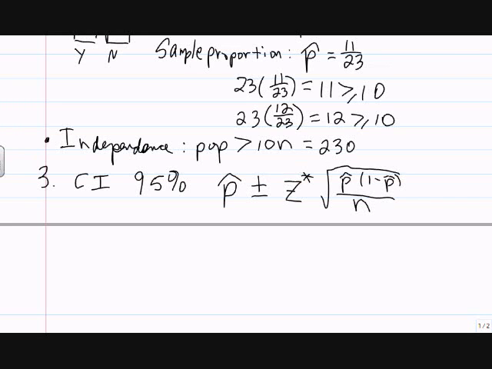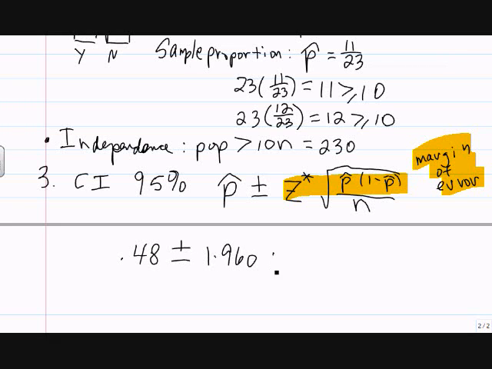Okay. So my sample proportion, I'm going to approximate this with a decimal because 11/23, 0.48 is close enough. Let me get my highlighter out again. This here again is my margin of error. So my critical Z times the standard error is my margin of error. All right, so my sample proportion was 0.48. I go plus or minus 1.960 times the square root of 0.48 times 1 minus 0.48, which is 0.52, over 23.